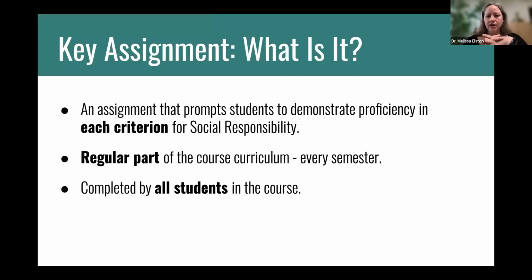So the key assignment, this is a quick explanation for those who haven't done one before. What is it? It's an assignment that prompts students to demonstrate proficiency in each part of the social responsibility rubric. And we'll show you the rubric here in a second. So it prompts for each criterion on that rubric. It is a regular part of the course curriculum, meaning this is an assignment that you generally give every semester. I mean, you may make some tweaks here and there, but this is a typical part of your class. And it's also completed by all students in the course.